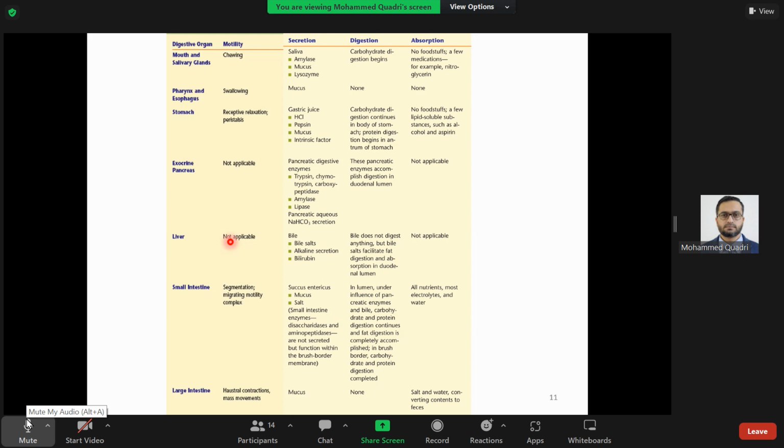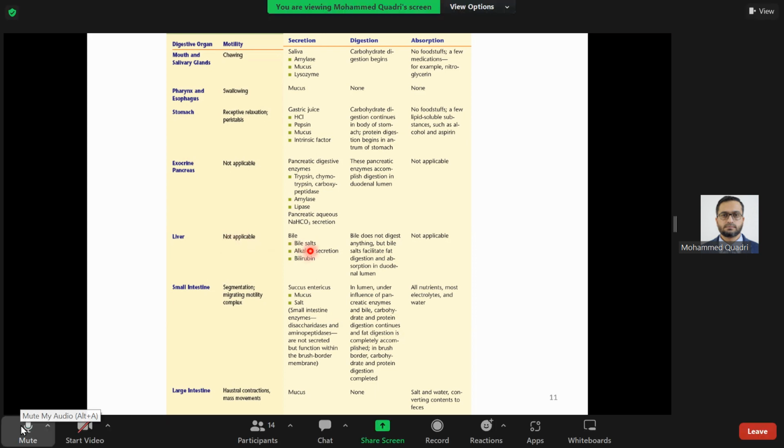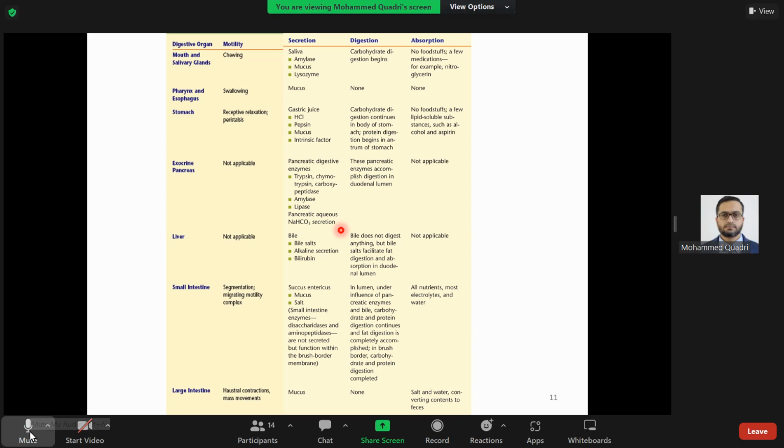Liver has got no muscles, no motility. Forget about it. Secretions. How much bile? 500 ml. What does the bile contain mainly?